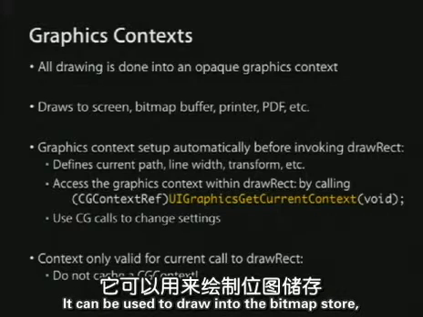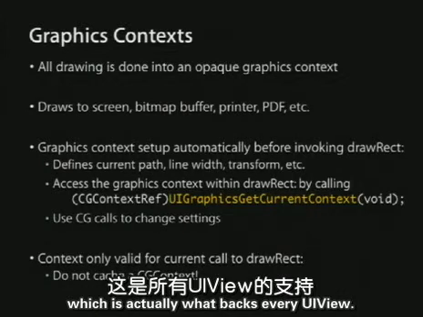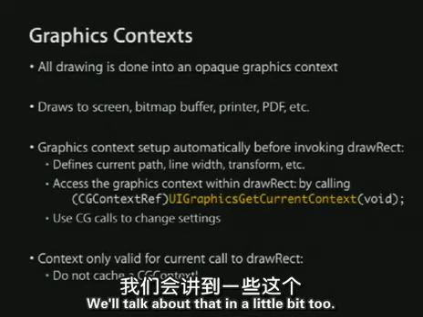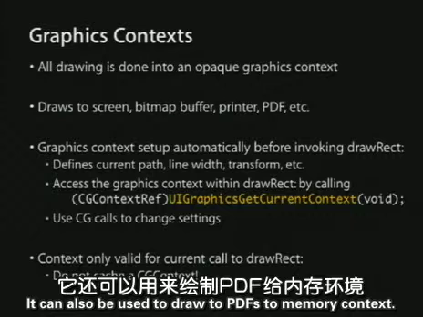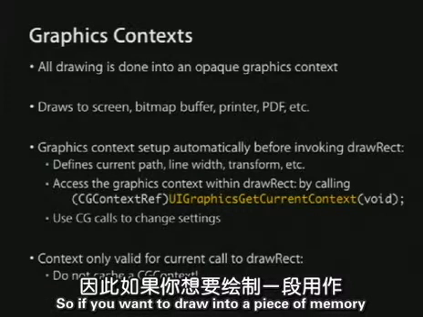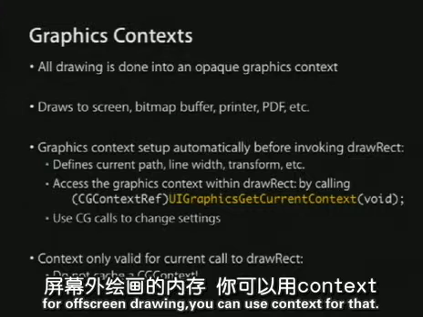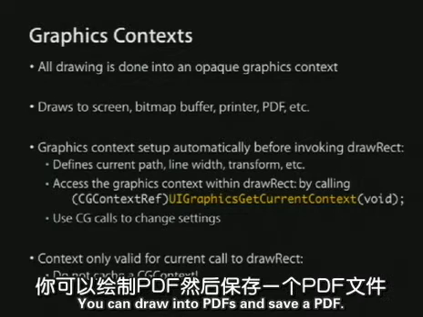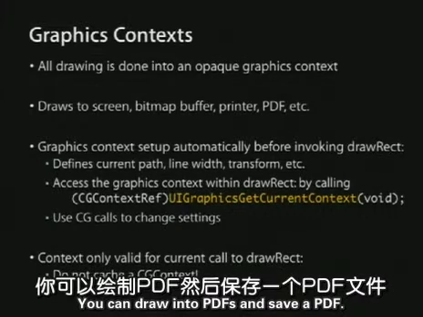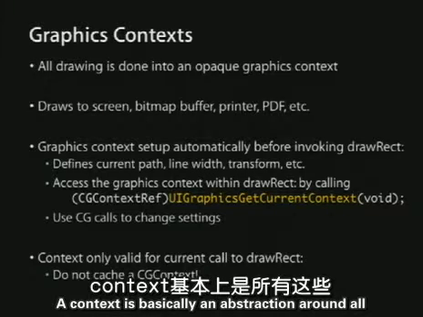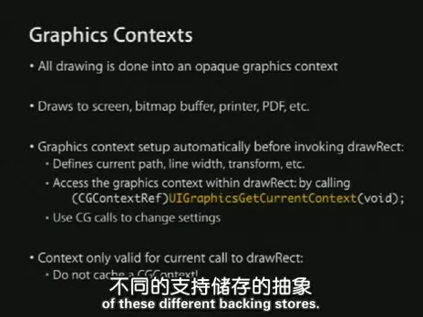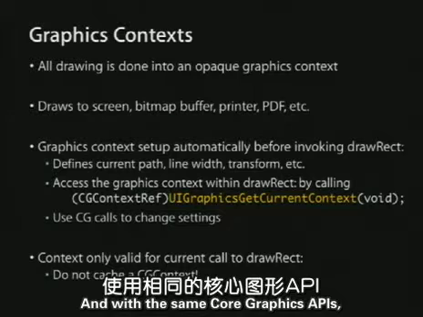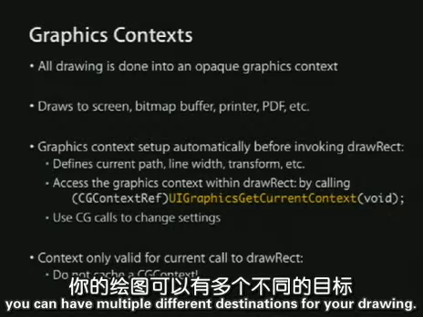It can be used to draw into the bitmap store, which is actually what backs every UIView. We'll talk about that in a little bit too. It can also be used to draw to PDFs, to memory context. So if you want to draw into a piece of memory for off-screen drawing, you can use context for that. You can draw into PDFs and save out a PDF. A context is basically an abstraction around all of these different backing stores. So it's really powerful, and with the same Core Graphics APIs, you can have multiple different destinations for your drawing.